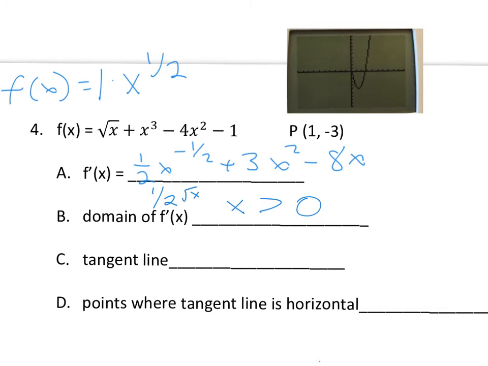Now for the tangent line, I need to find out what f prime of 1 is, and since I already have it typed into my calculator, I'm going to look at my table, and I see I have a slope of negative 4.5 at 1, so my tangent line is going to be y minus y1 equals negative 4.5. And again, I already had that typed into my calculator, so I just looked at the table.